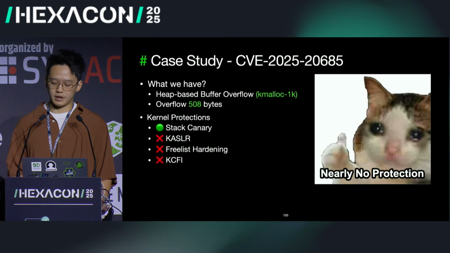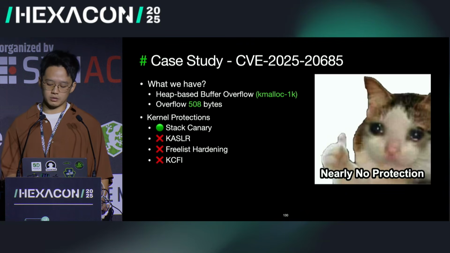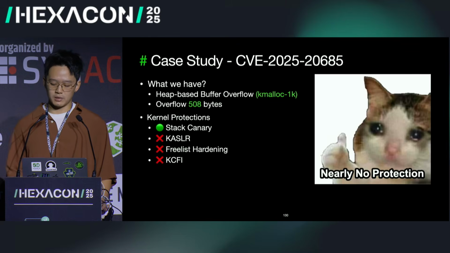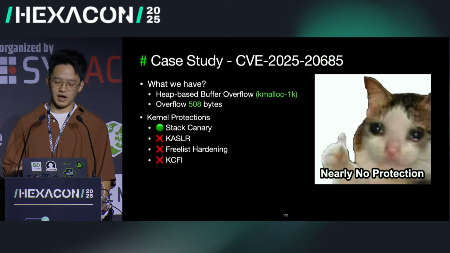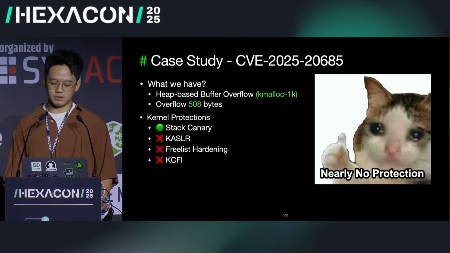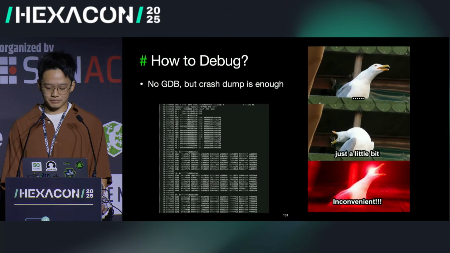It triggers a heap buffer overflow. The overflow can overwrite up to 508 bytes. And the kernel has nearly no protection mechanism enabled. It is quite common in IoT devices. As a result, exploitation is relatively straightforward.